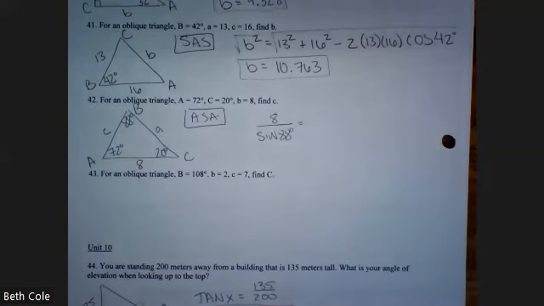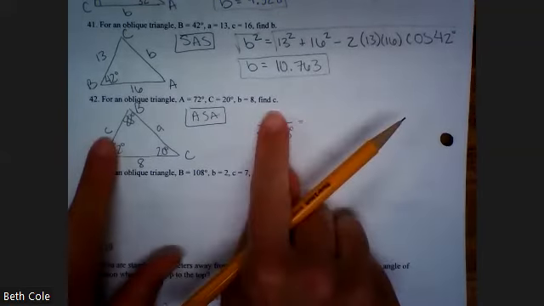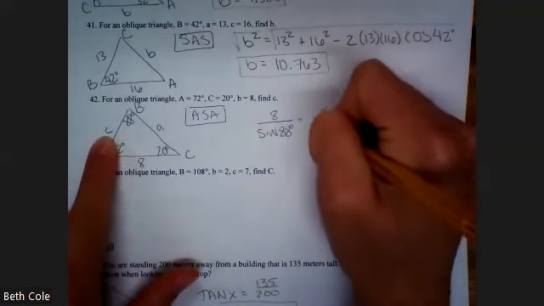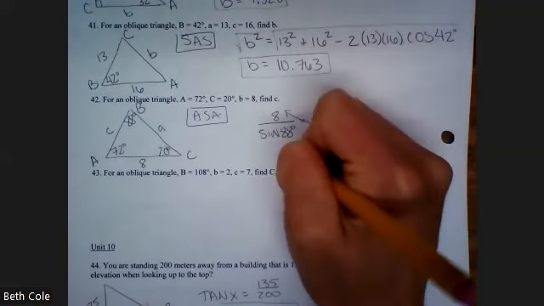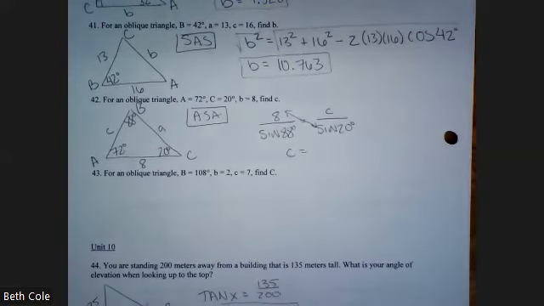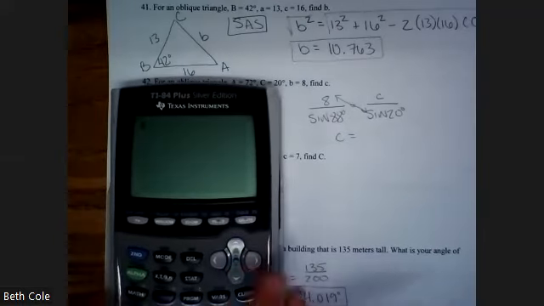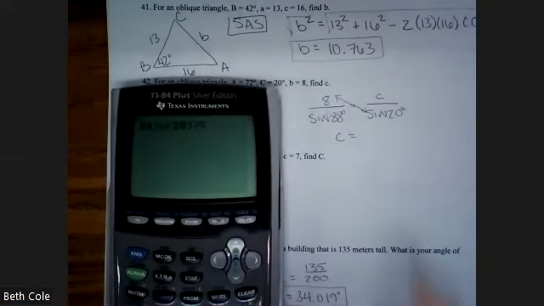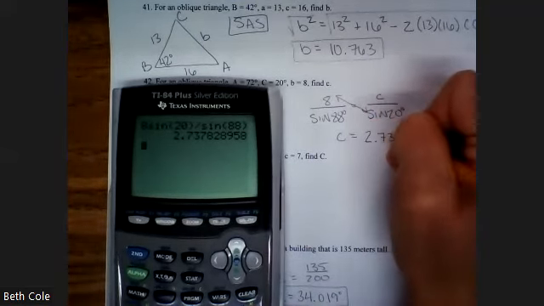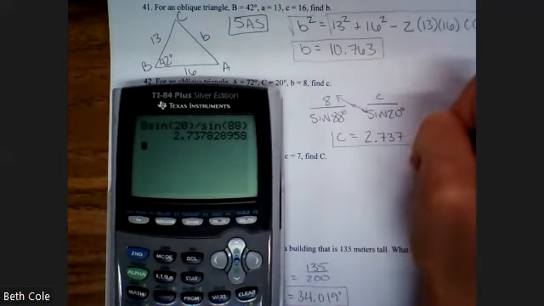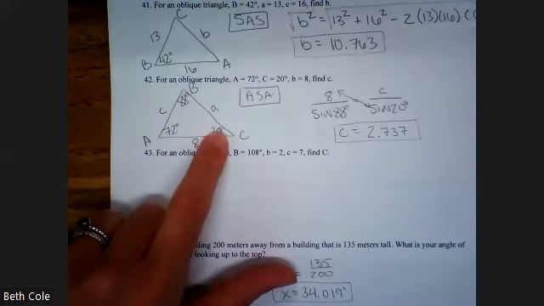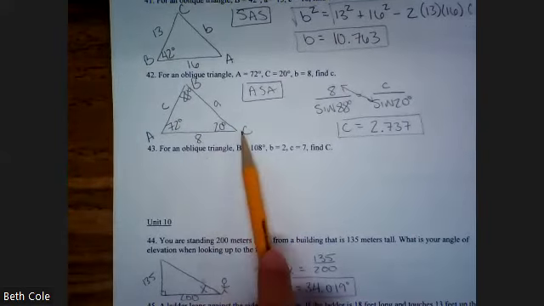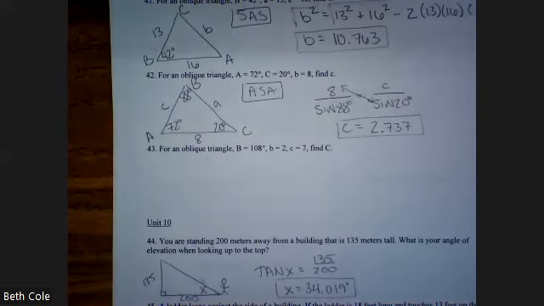Equals, now which one am I asking you to find? C, so it'll be C over sine of 20. And you're going to cross multiply and divide. So you will type 8 sine of 20 divided by sine of 88. And it kind of makes sense that that is a really small side because it's across from a really small angle. It's only 20 degrees. And this side was only 8. So it makes sense that that's smaller.